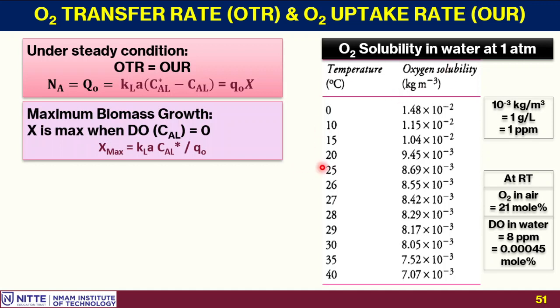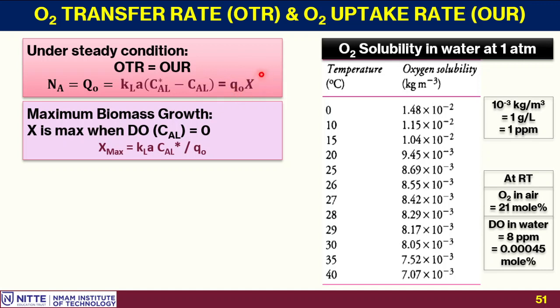For a different type of liquid, it will be different. It's only for pure water. You change the liquid type, this value will change. C star will change. You can improve it. That's possible. First, let us identify under the given condition what is the maximum biomass we can grow.